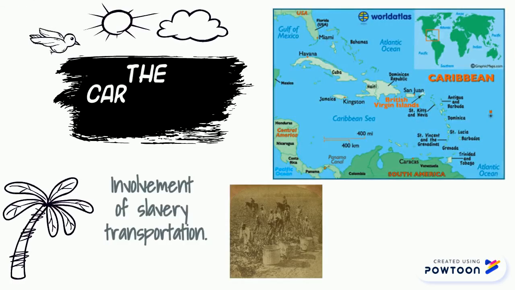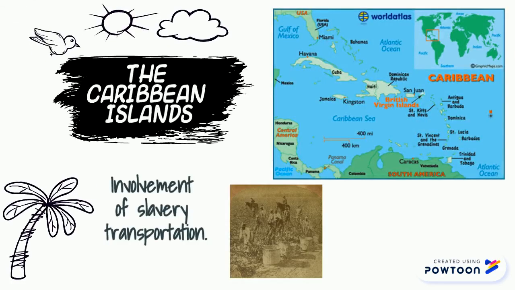In the Caribbean islands, the first British settled islands were St. Kitts in the northeast and Barbados in the southeast. That results in Jamaica and Barbados as the major English-speaking Caribbean islands. It is because of the involvement of slave transportation from West Africa.